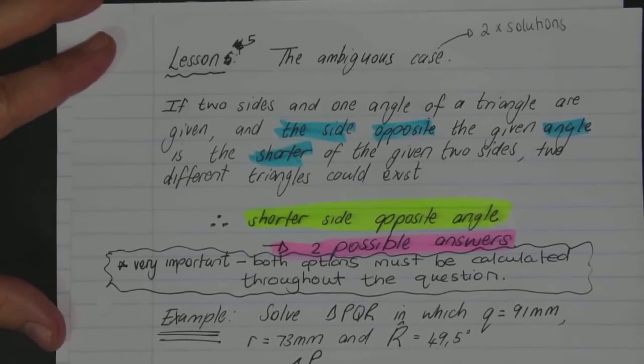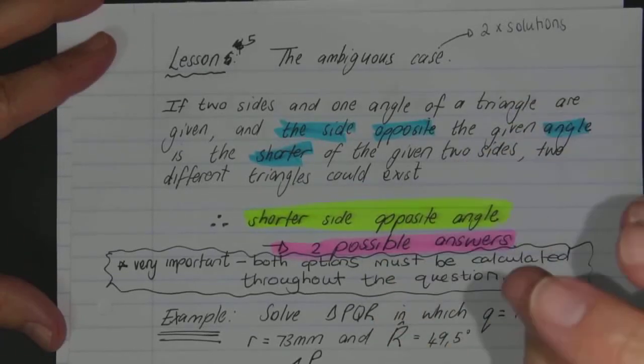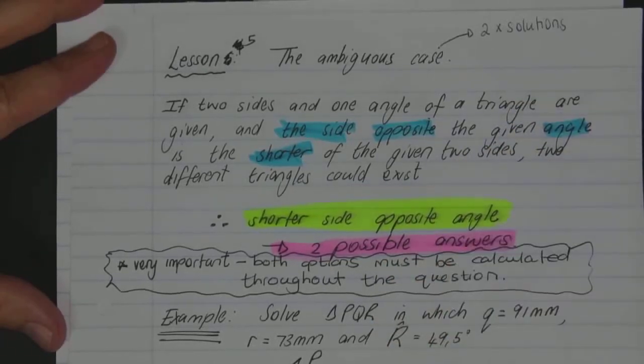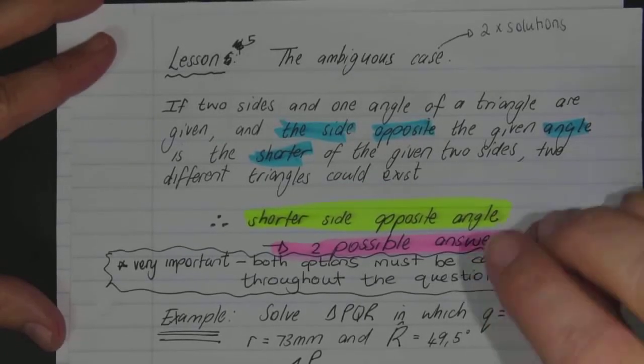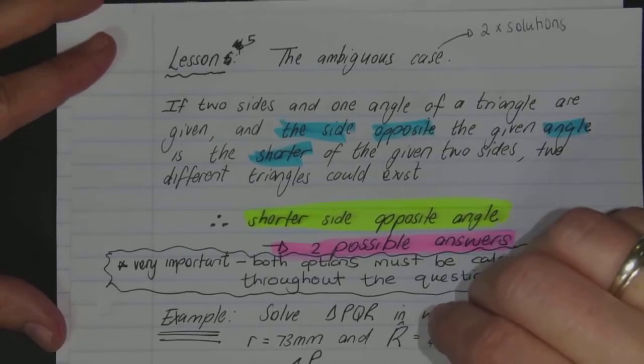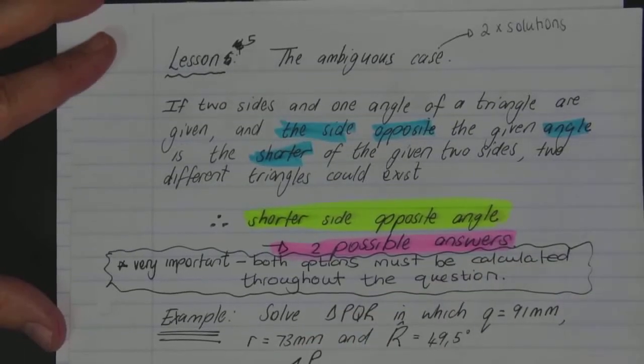Meaning that you'll have an acute angle and an obtuse angle, and that will influence all the lengths of sides that you are calculating in both, and the remaining third angle that you will have to calculate. So let's have a look.